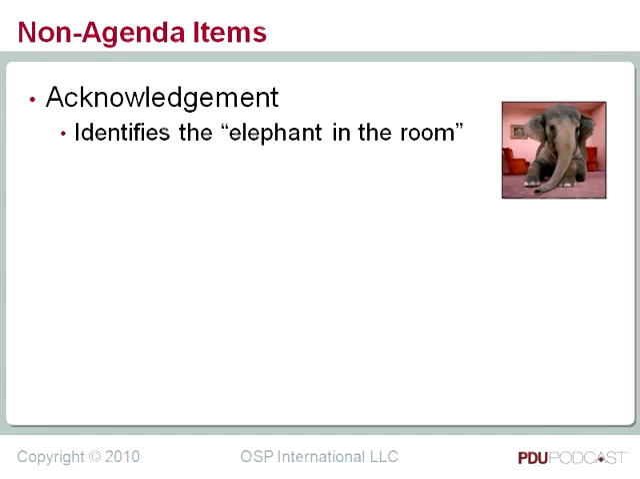Gene, what are your rules when it comes to non-agenda items, and why do we see an elephant here? Well, that's acknowledgement that there's an elephant in the room. And in this case, if suddenly a team member is no longer a team member, you need to address that at the beginning of the meeting. Don't think that everyone else isn't aware of it, because they are.